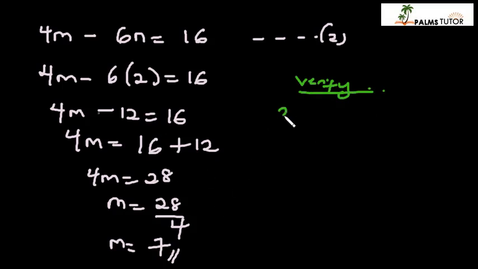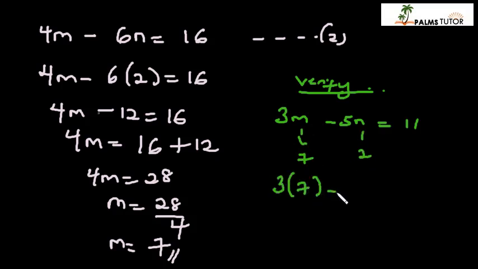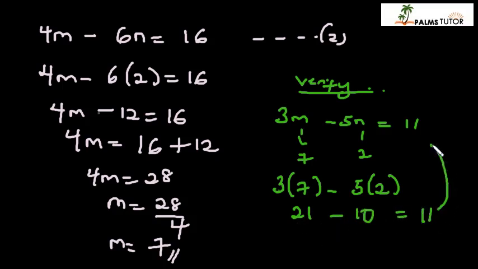Let me pick equation 1. It says 3m minus 5n equals 11. I have solved that m equals 7 and n equals 2. So let me see. 3 multiplied by 7 minus 5 multiplied by 2. What's the value? 3 multiplied by 7 is 21. This is 10. 21 minus 10 is actually equals to 11. That means your workings are actually right. So that's that on how to solve a simultaneous equation by substitution.